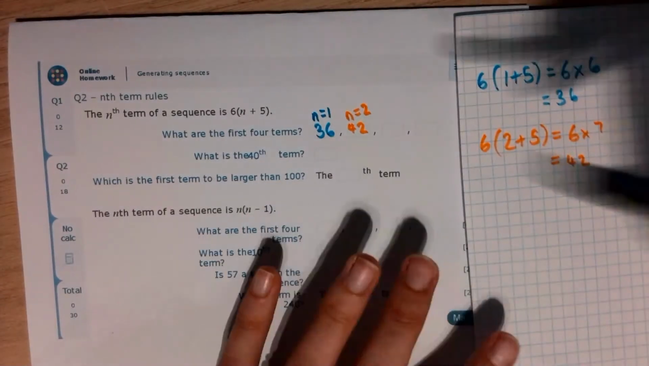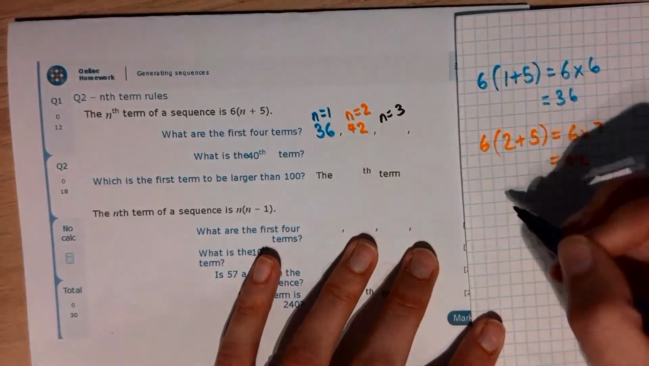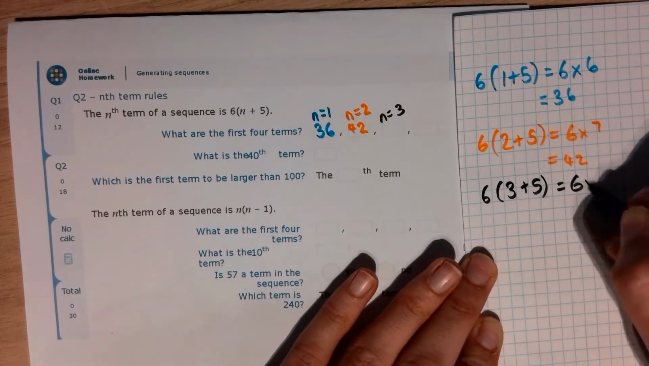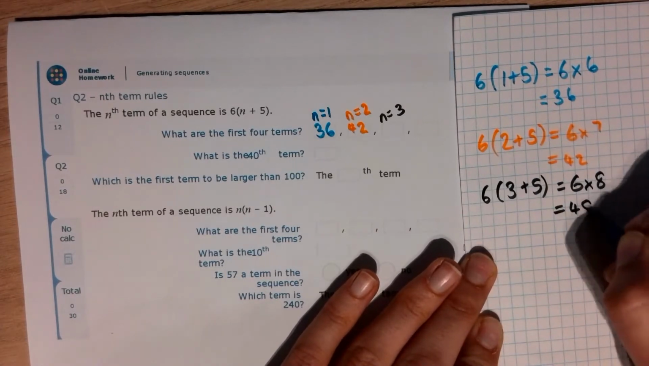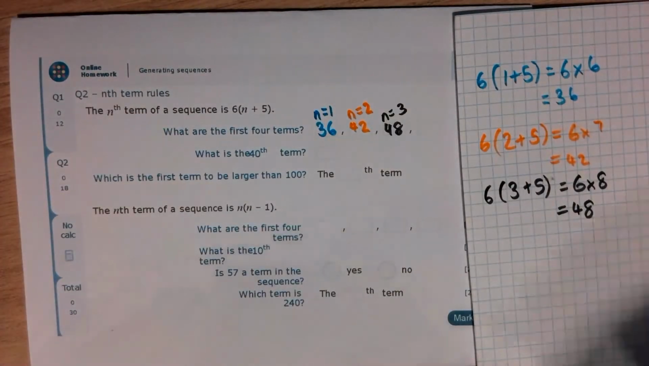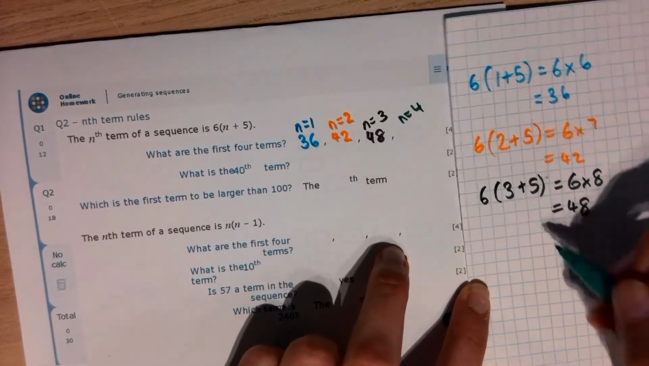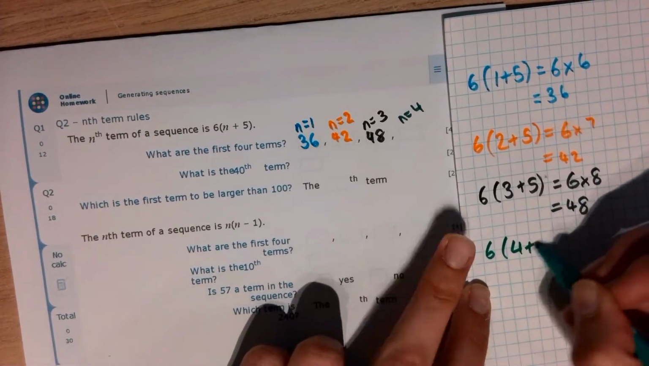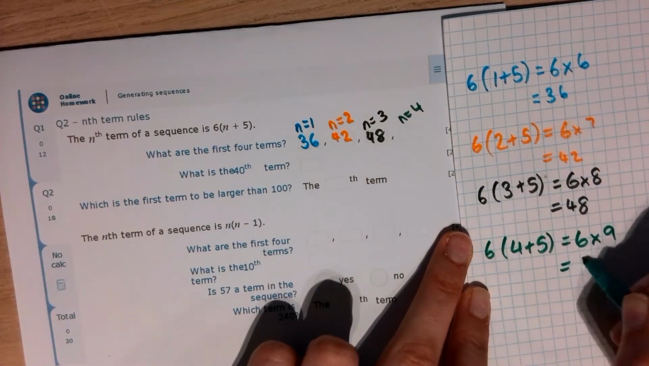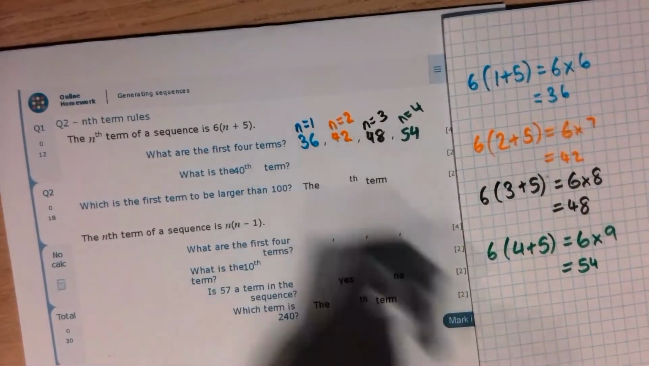My third term means n equals 3, so I'll write the correct n. So we've got 6 times 3 add 5, 6 times 8, and the answer is 48. And let's be honest, you've probably spotted the pattern, but if you haven't, never mind, let's have a look. n equals 4, 6 times 4 add 5, that's going to be 6 times 9, which is 54. The pattern is that we're adding 6 each time.